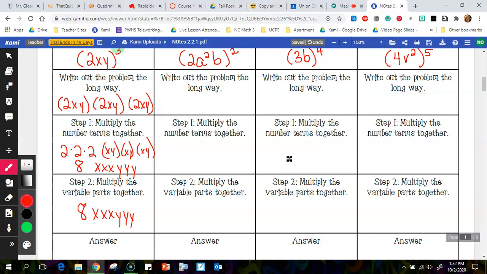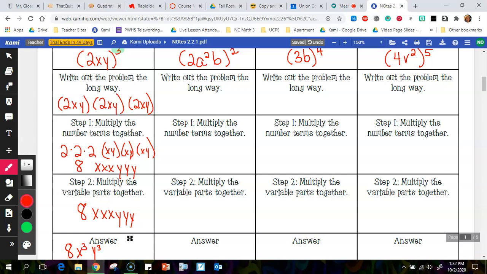Yeah, you could squeeze it in there, I think. So that's going to be 8x cubed y cubed. So I don't want you to get confused and think, oh, that's 2 times 3. It's not 2 times 3. It's 2 raised to the third power. All right, the next one.